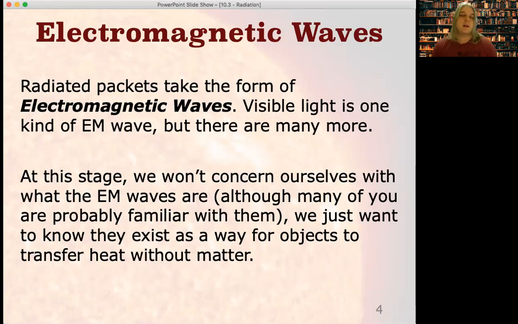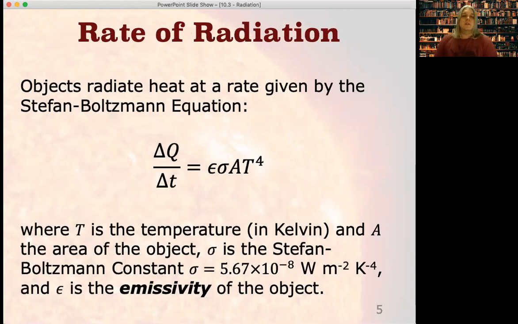Indeed, the sun, as you can all see, when you look at the sun, you can see visible light. That is thermal radiation coming off the sun. So how quickly is an object giving off thermal radiation? How much energy does it throw out into the environment around it?